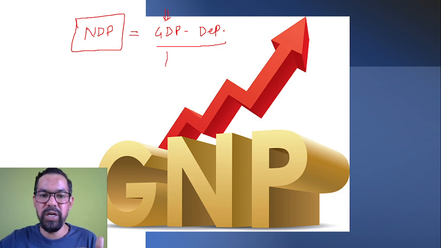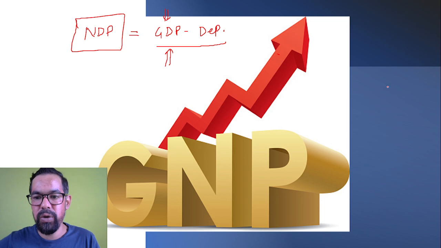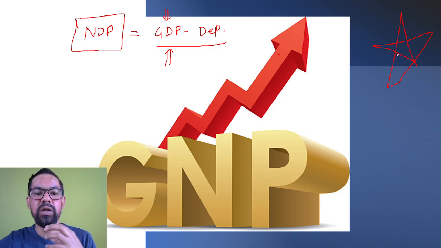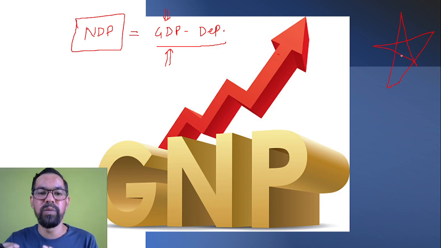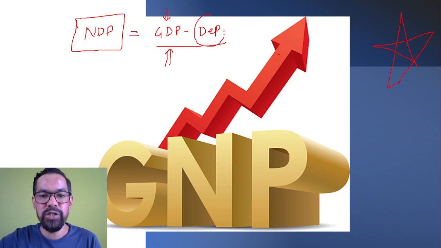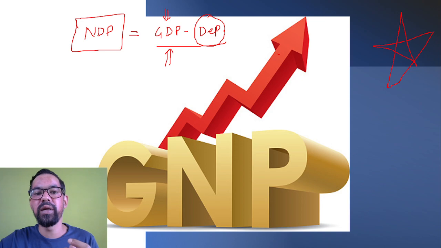GDP is the total money value of all final goods and services produced within the geographical boundaries. So within the geographical boundaries, the manufacturing or the services, the final outcome of final goods and services, that is GDP. If you subtract depreciation, now what is depreciation? Depreciation is like the reduction of value.